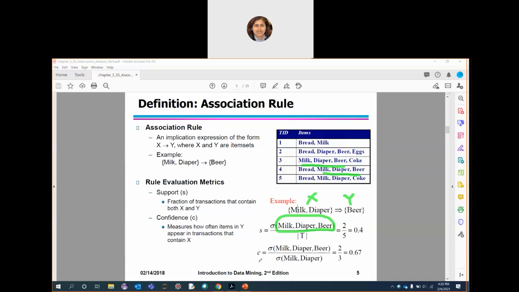But for confidence, the numerator is the same, but the denominator will be only the x part, milk and diaper together. Let me erase it. Milk, diaper, this is 1, this is 1, this is 1. So 3 times, that is why you have 3.